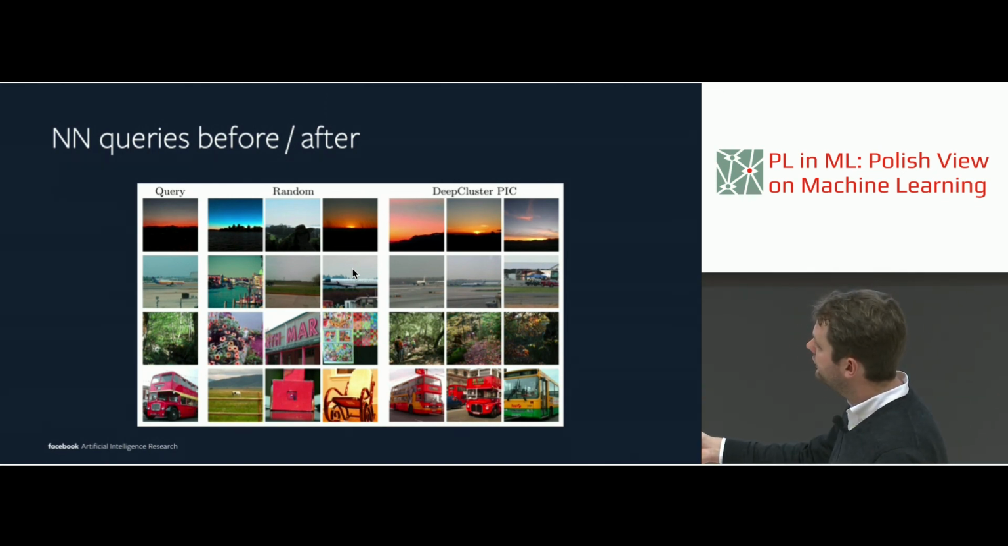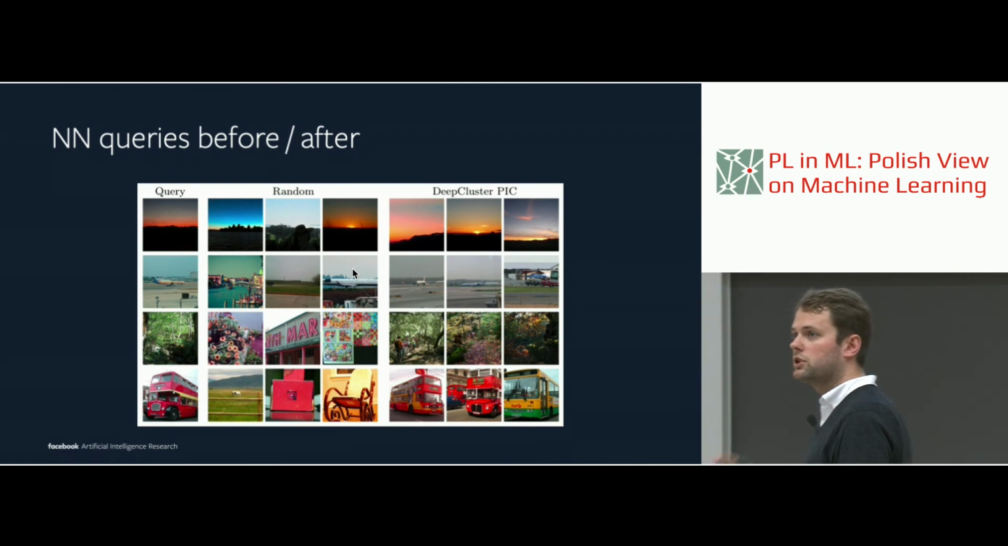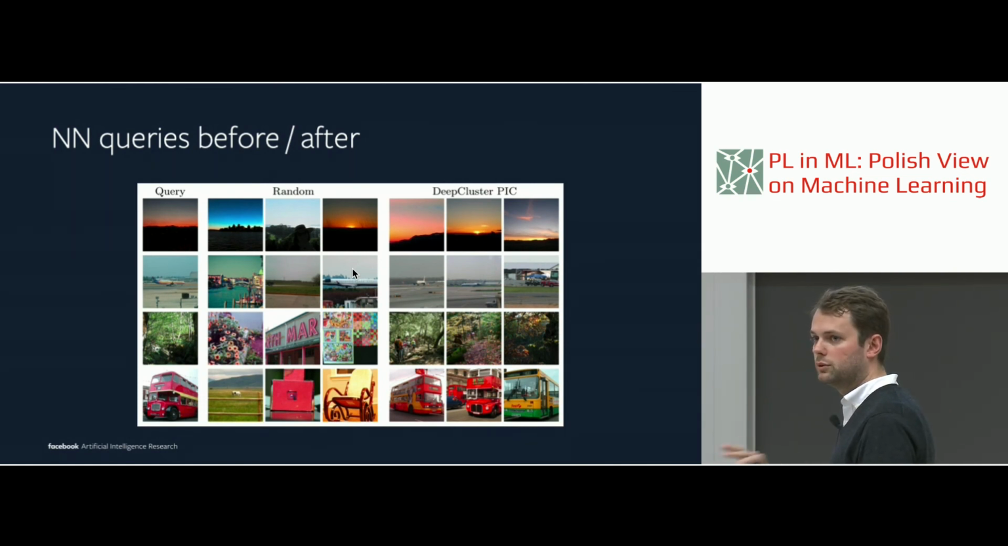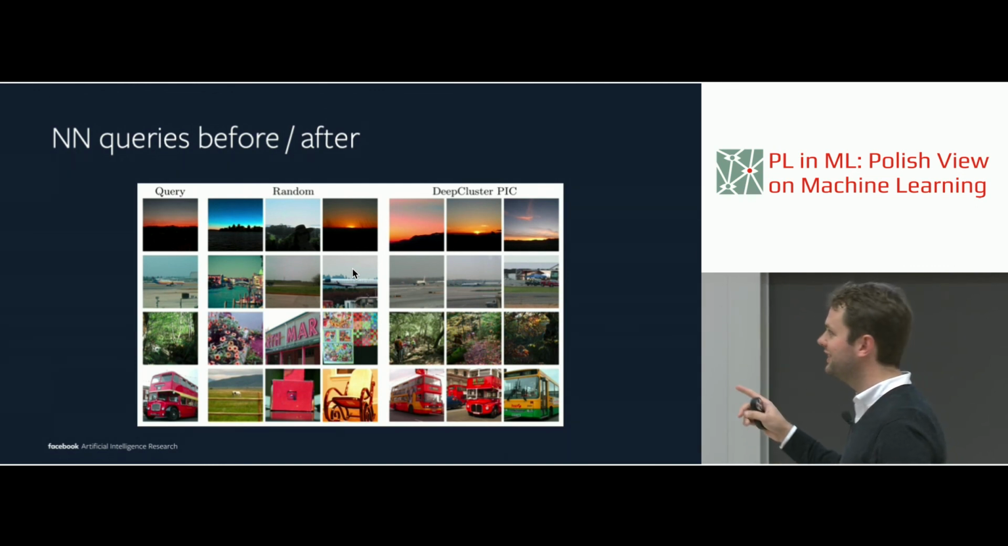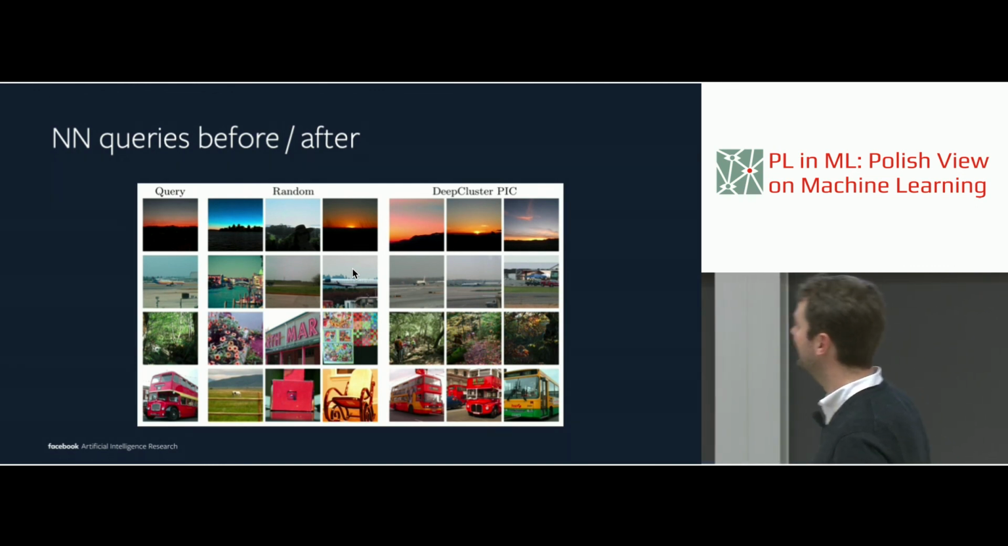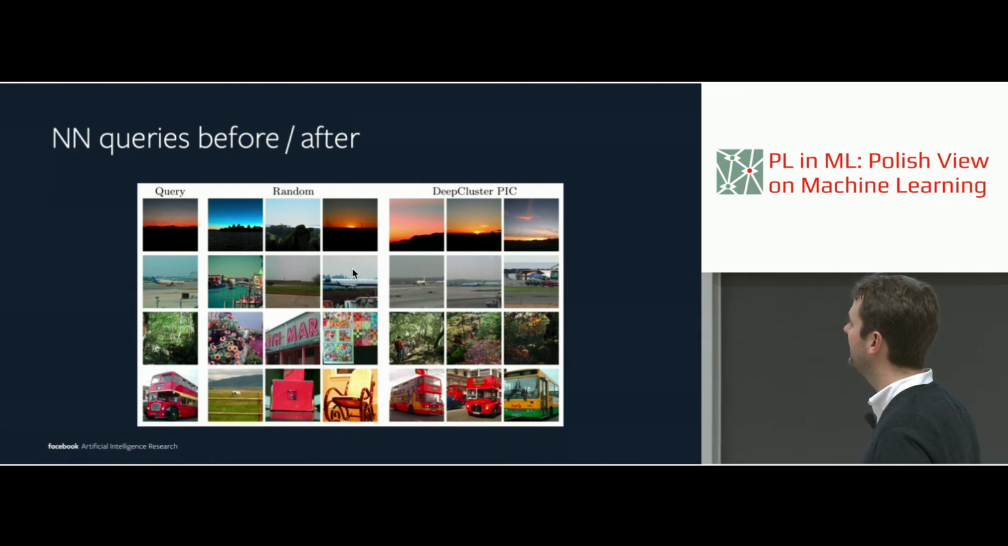Again, nearest neighbor queries. So here is the query. These are the things which are retrieved with a network which had totally Gaussian weights. No optimization at all. You just initialize the network with Gaussian weights. And these are the nearest neighbors you obtain. So they are not perfect. If you close your eyes, they kind of look the same for some of them.